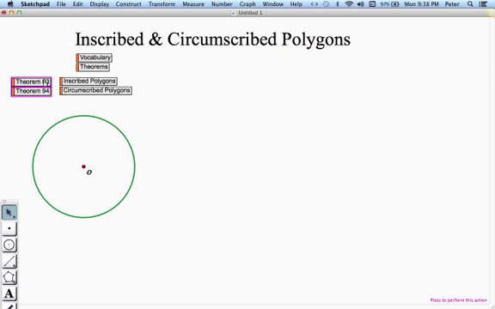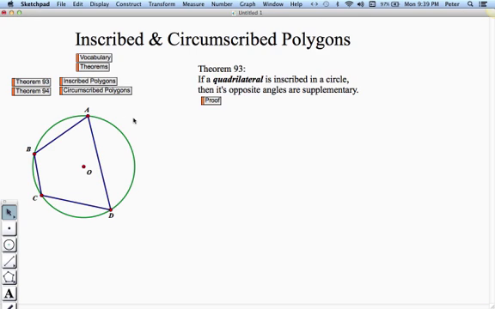Okay, let's take a look at the theorems, because they're the kind of theorem that it's easy to forget them, much like the theorems from the last section. The first one is Theorem 93, and it tells us that if a quadrilateral is inscribed in a circle, then its opposite angles are supplementary. That would have come in handy in some of the problems in section 10.6.